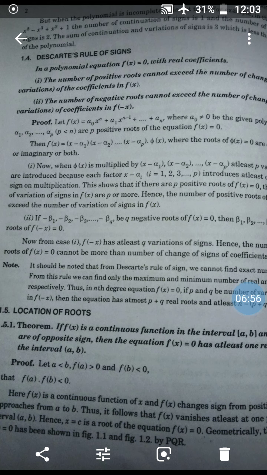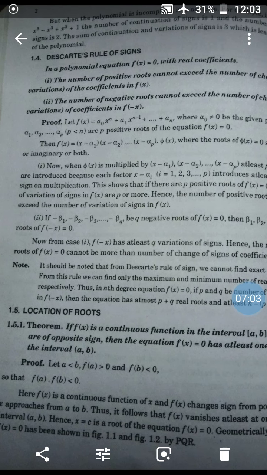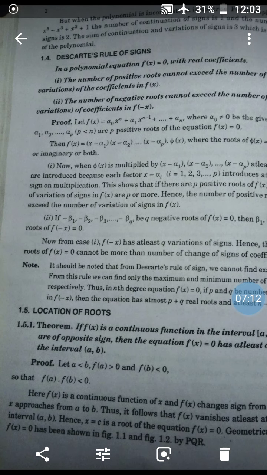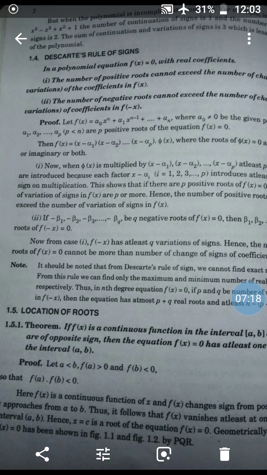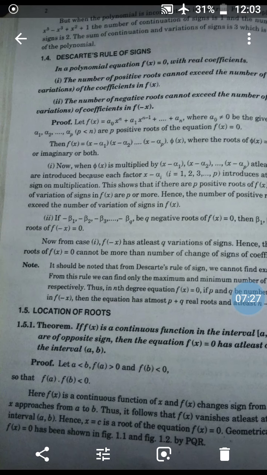Next theorem is location of roots. If f x is a continuous function in the interval a b, and f of a and f of b are of opposite sign, then the equation f x equal to 0 has at least one real root lying in the interval a b. We have to prove that there must exist at least one real root lying in the open interval a b.